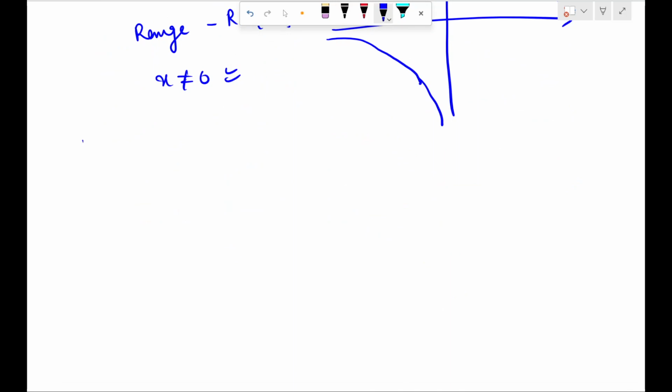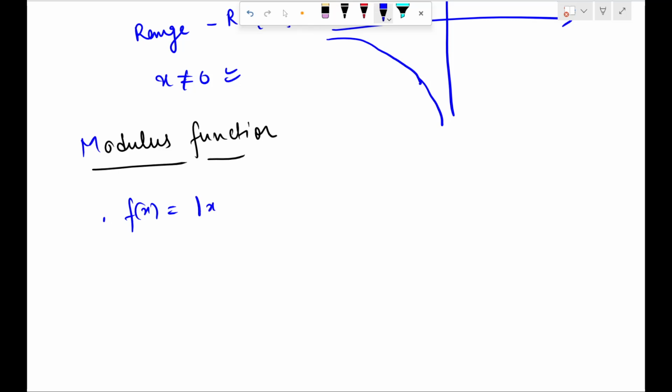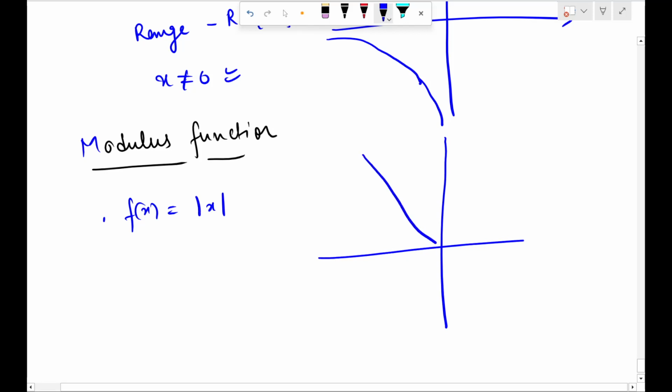Next we have the modulus function. It is denoted by mod x, and its graph is, so this is a straight line.